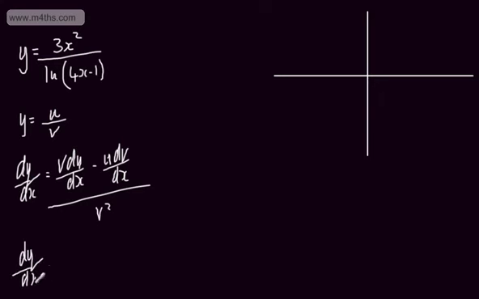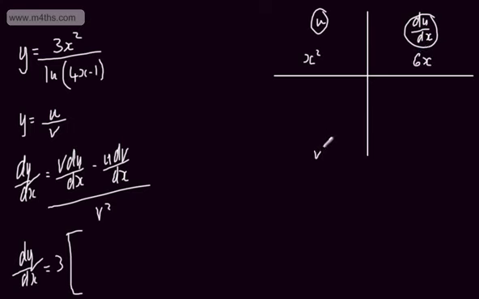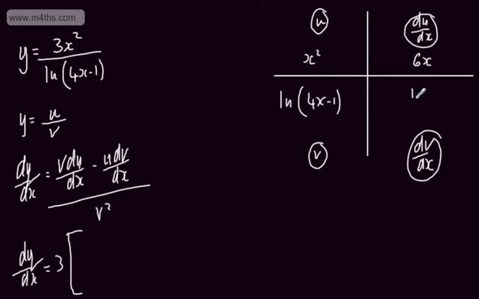So dy by dx, if you choose to take the constant out, will be 3 lots of, and then we'll put it in here. So we've got u is equal to x squared, du dx, the derivative of u with respect to x, is 6x. We've got v, and v is the natural log of 4x minus 1. We can say the derivative dv by dx will be 1 over 4x minus 1 multiplied through by the derivative of the inside function, and we would show full workings. I'm just going to write it out as 4 over 4x minus 1.